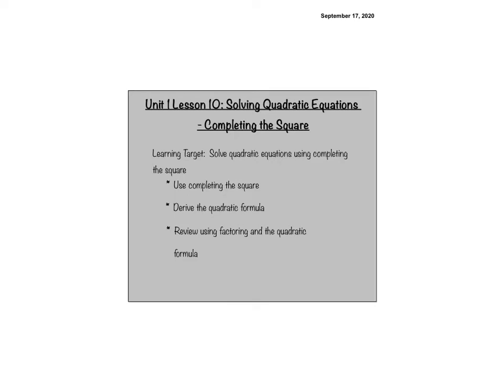This is Unit 1, Lesson 10. We have some learning targets here. We are going to solve quadratic equations using completing the square. We're going to derive the quadratic formula, and then we're going to review using factoring and the quadratic formula.